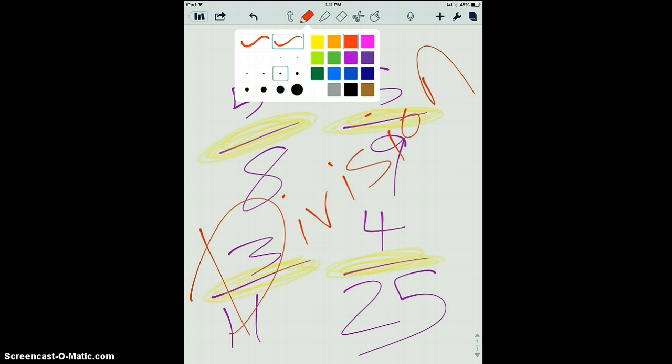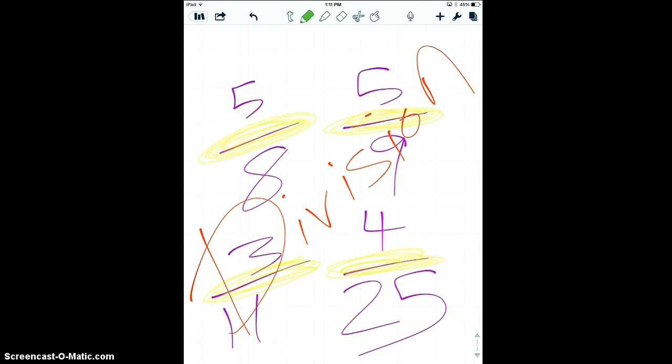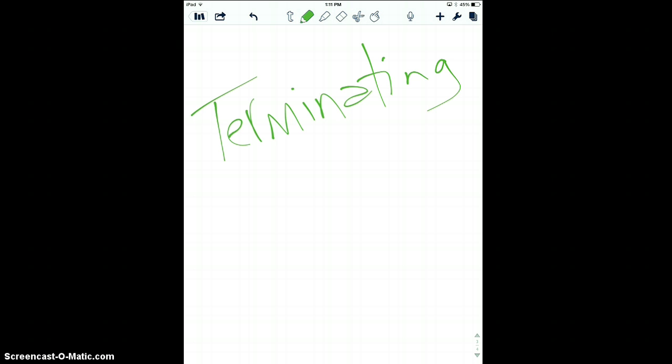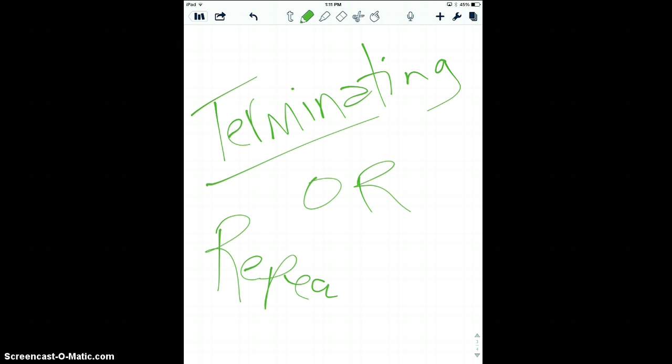So, division. We need to do some division. And all these fractions are going to give us decimals that are either known as terminating, meaning they terminate, or repeating. They keep going and going and going. So let's look back at the fractions we have.